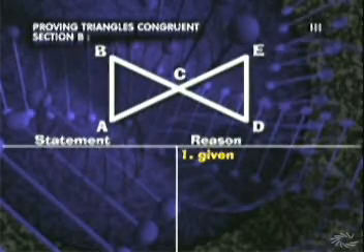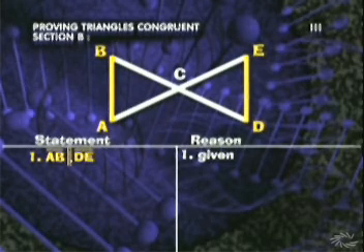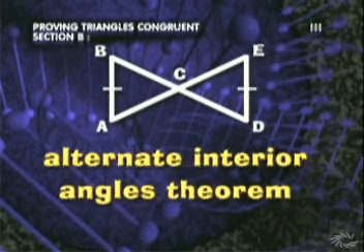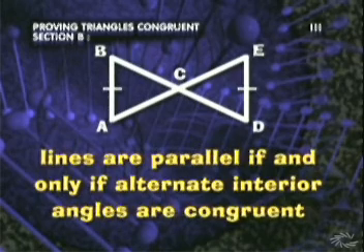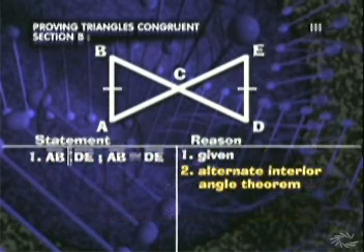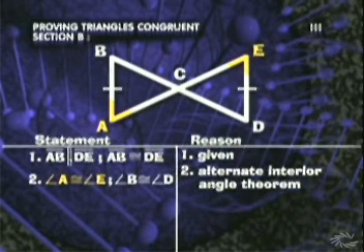Let's get started by stating our given information. Lines AB and DE are parallel, and AB and DE are congruent. Remember the alternate interior angles theorem? Lines are parallel if and only if alternate interior angles are congruent. Well, we'll use it for our reason in step 2. It lets us state that angles A and E and angles B and D are congruent to each other.